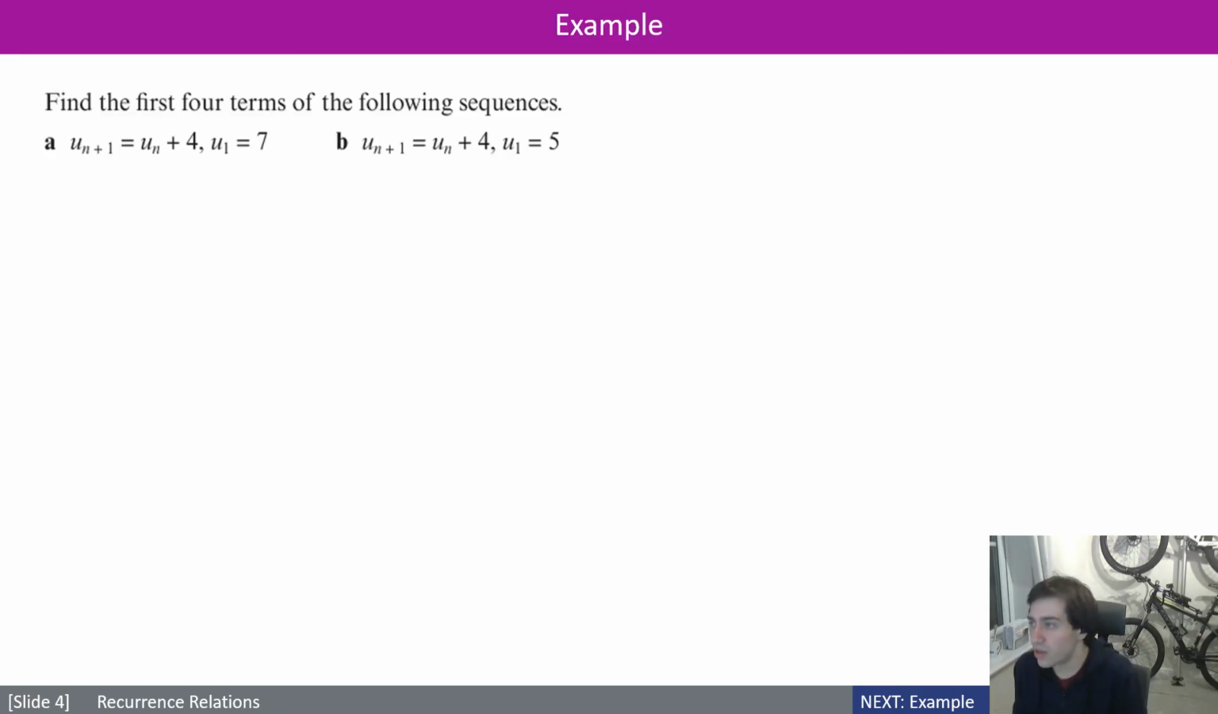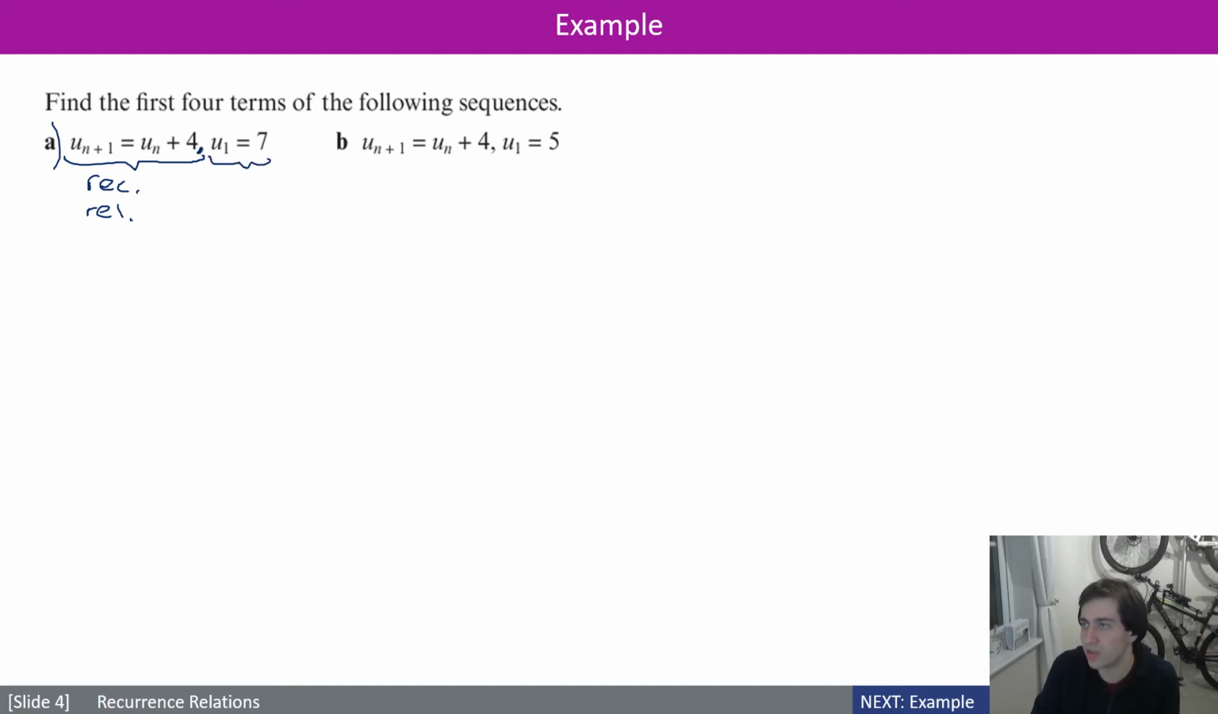So starting off easy, we just want to learn how to use recurrence relations, how to read them. Find the first 4 terms of the following sequences. So part A, here we're given the recurrence relationship, and then it's just subtly separated by a comma here. We've got this part here, which is the initial value. Okay. Find the first four terms.